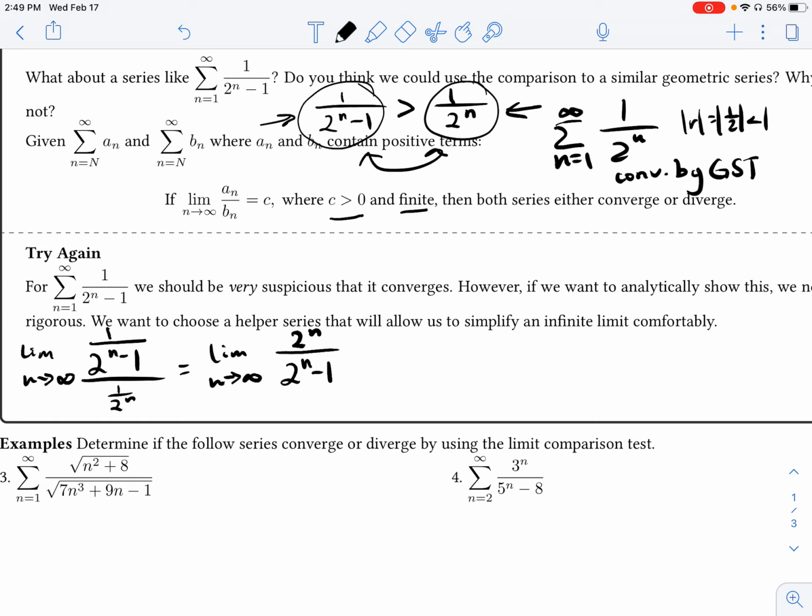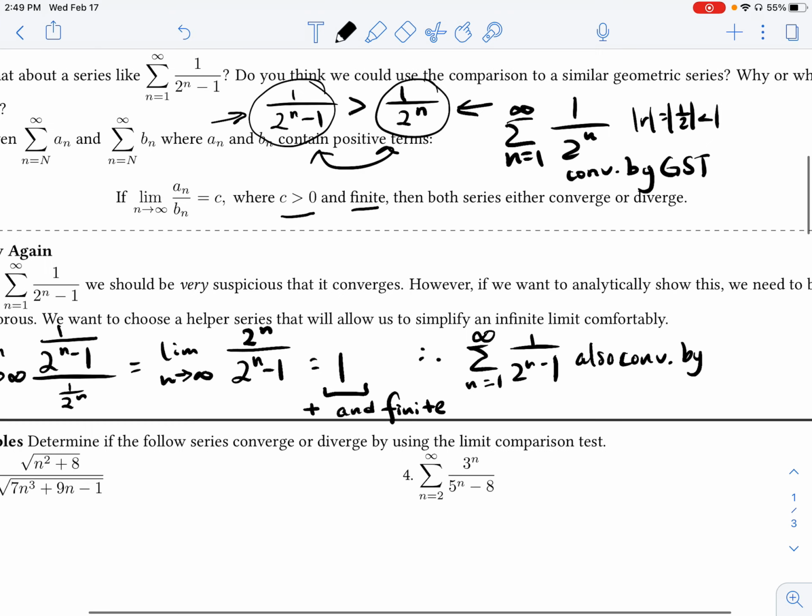So if this is true, now let's think about the limit of this. Well, at first glance, it looks like we might have indeterminate form, but what happens when we divide both the numerator and the denominator, each term in those, by 2 to the n? What are we left with? And the answer is just 1. So the limit of all this is both positive and finite. And what does that tell you? Therefore, this series that we're trying to determine the convergence for also converges by the limit comparison test.